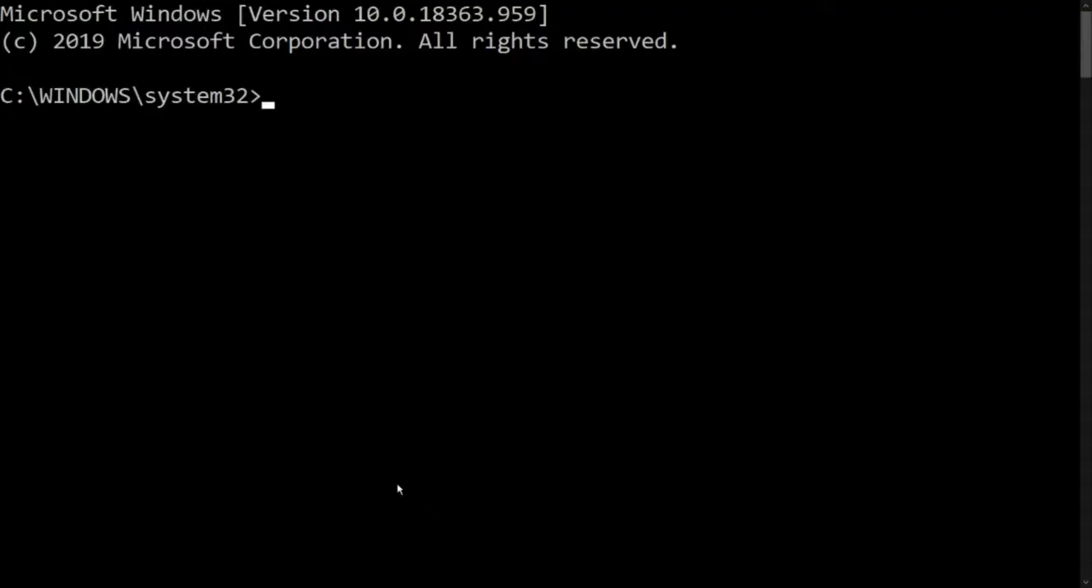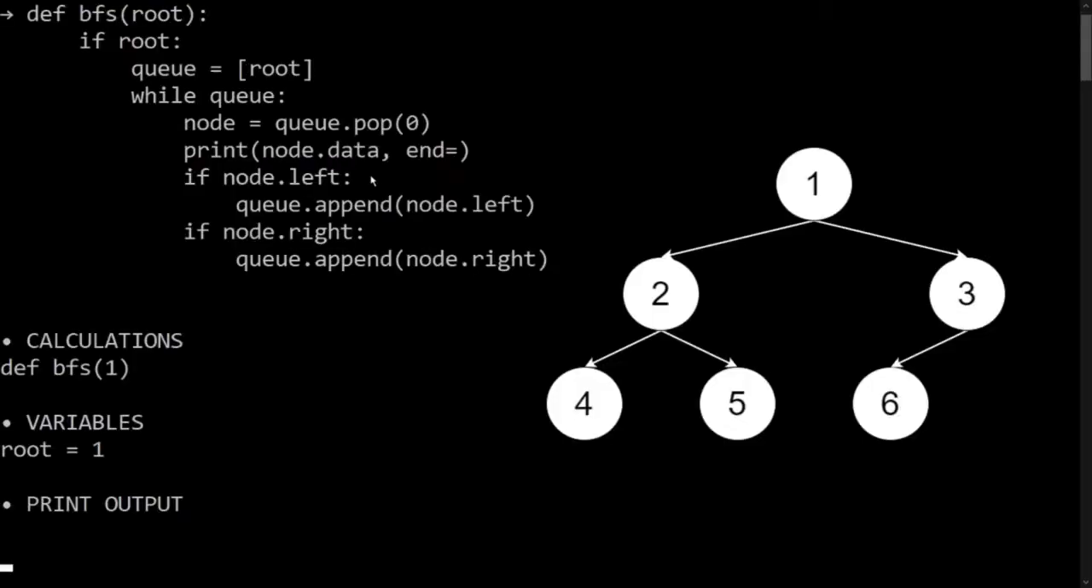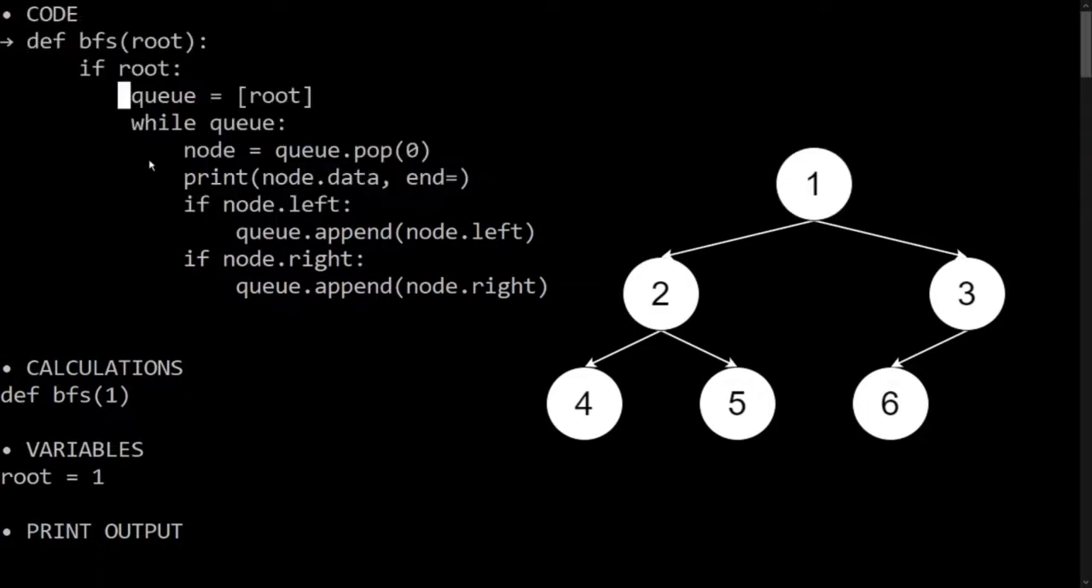Now we have written all the code for the breadth first search, but to understand each and every line of the code and to see how the program executes our code, we can use the dry run approach. So I will run the file, this bfs dry run. You can find this py file in my GitHub profile that I have linked in the description. So this is the debugger section. This is the code section. It contains all the code that we have written.